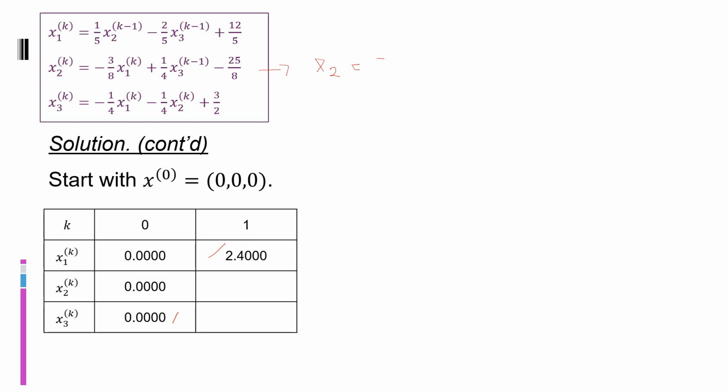So we now have negative 3 over 8 times 2.4000 plus 1/4 times 0 minus 25 over 8. And if you compute that, x sub 2 now is equal to negative 4.0250.